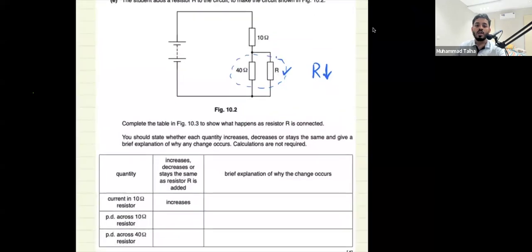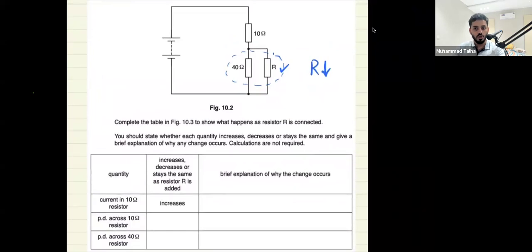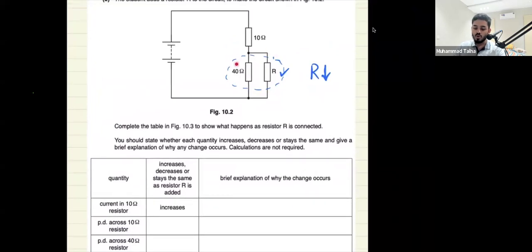All right. So I'm already given that current in the 10 ohm resistor increases. It should, because if this resistance goes down, the total resistance also goes down. So the current goes up. So I'll say total resistance decreases. This is why current increases.